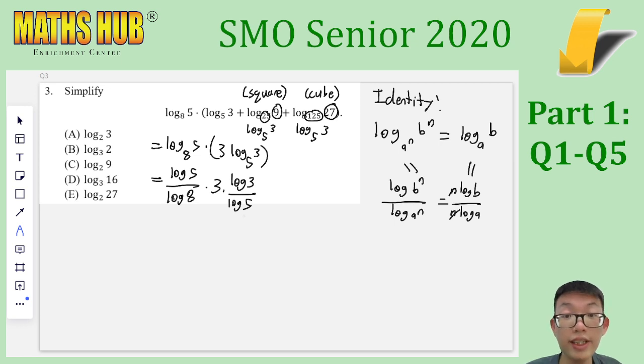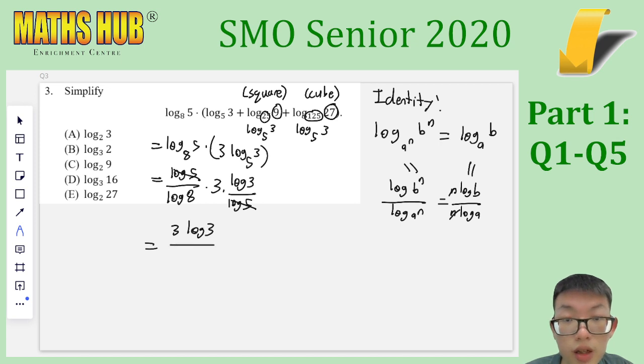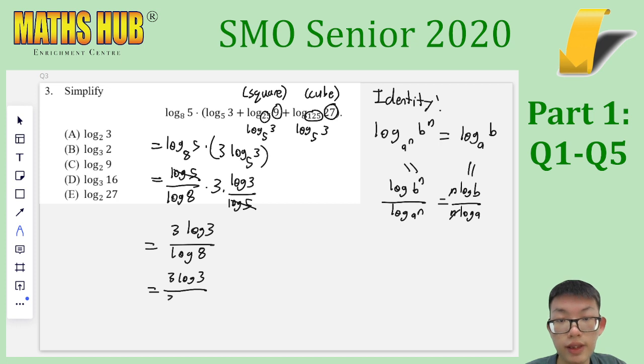So you see immediately that log base 5 is going to cancel out, and log 8 is actually the log of 2 cubed. So the log of 2 cubed is 3 times log 2. One more factor cancels out, and finally this is log base 2 of 3.